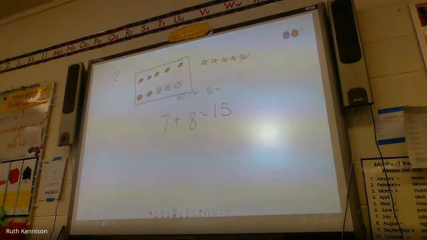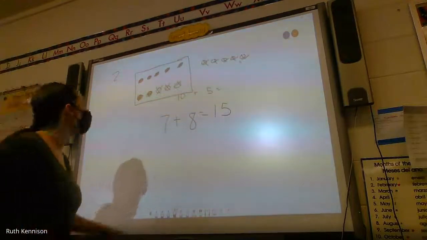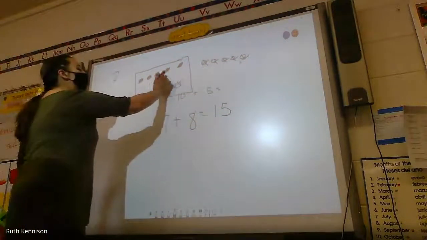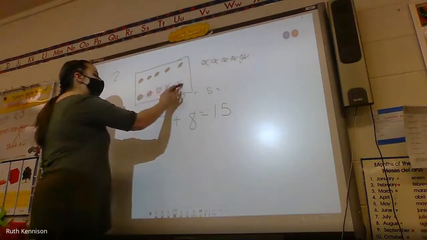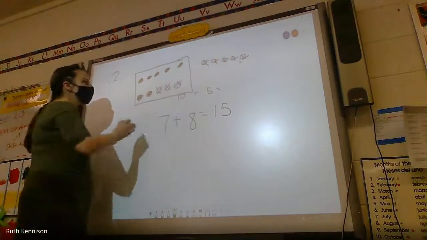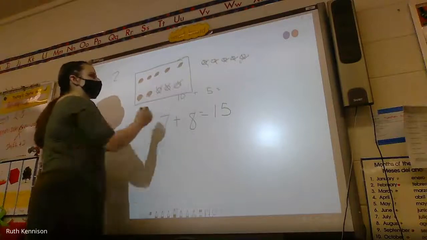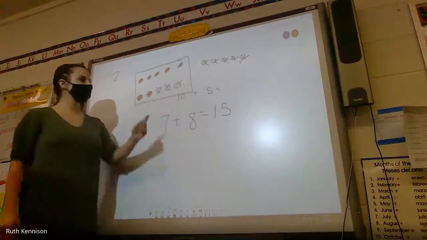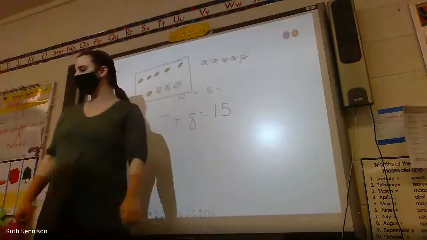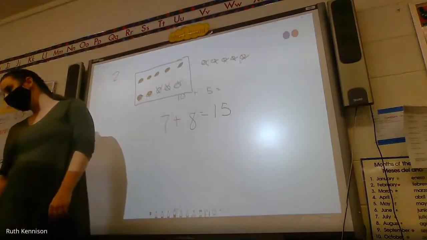That is not correct. You need to have a 10 frame. A 10 frame right here. Notice I can only fit 10 in here. 1, 2, 3, 4, 5, 6, 7, 8, 9, 10. Okay? Notice I have 7 dark ones, and then I have 8 light circles or X's. 3 here, 5 over here. That's what you need to have.